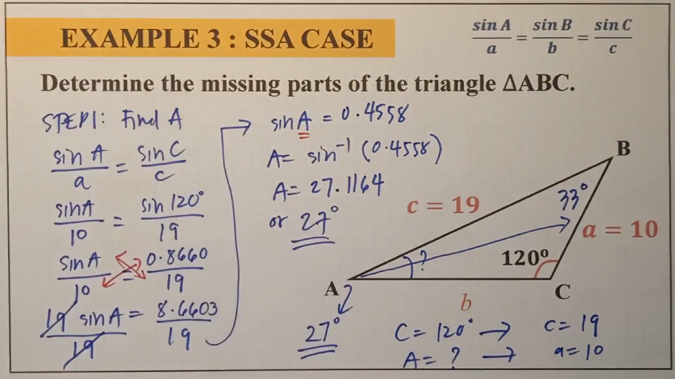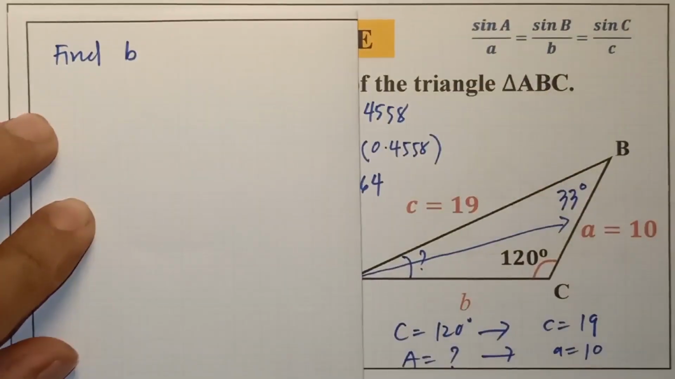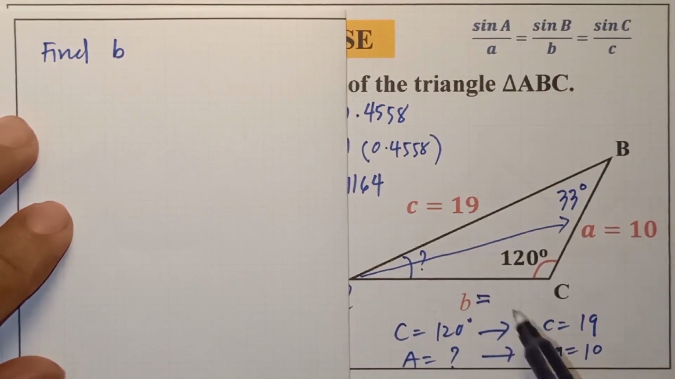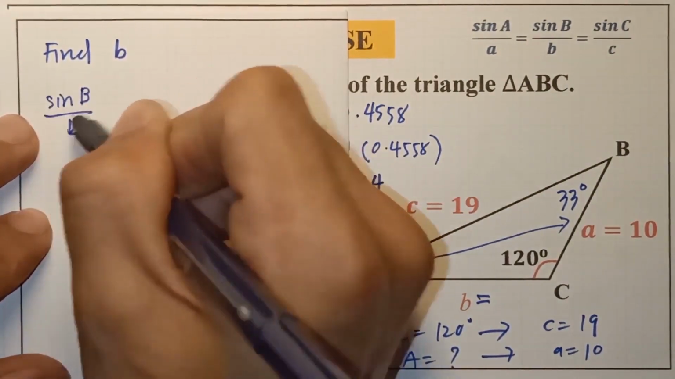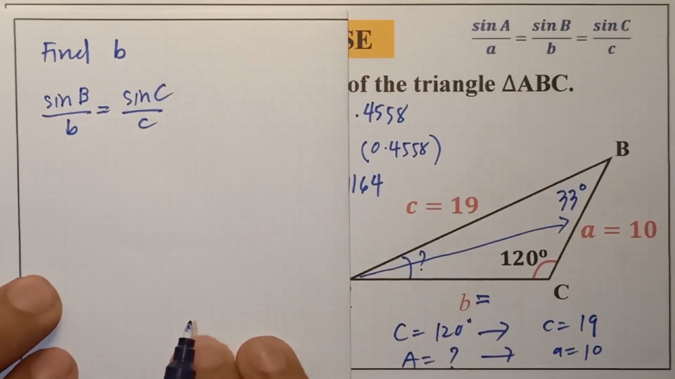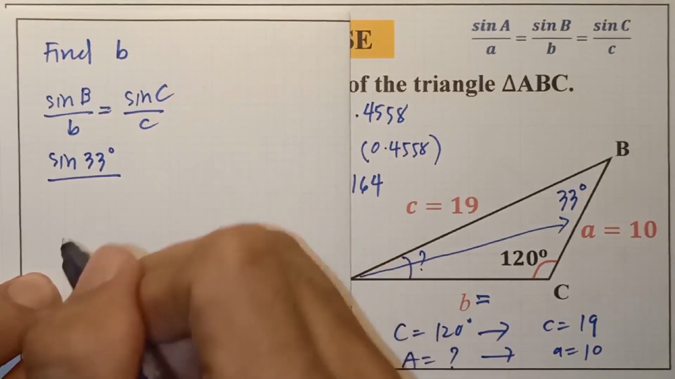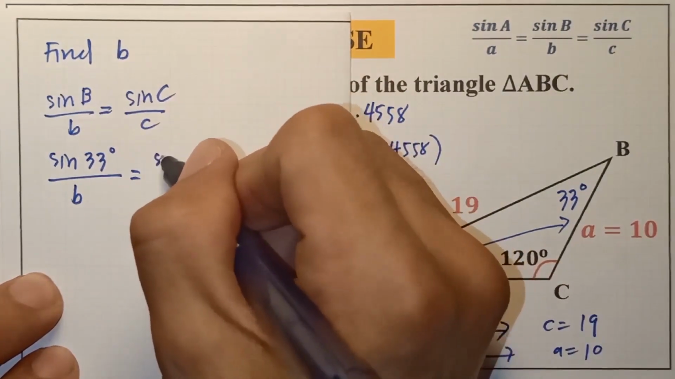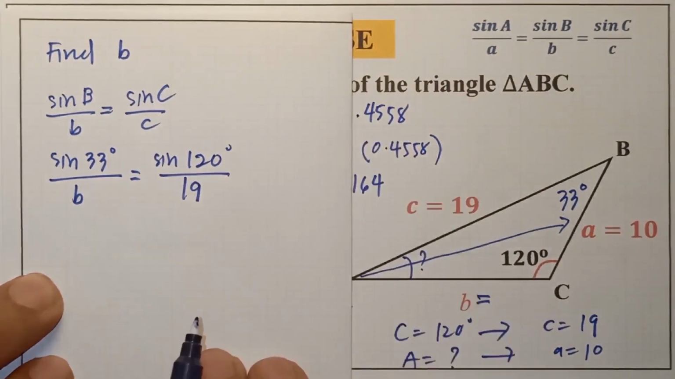So the next step now is we need to find small letter b. Since angle B is given and its opposite side is missing, we can use sine B over b is equal to sine C over c. Sine B here is sine 33 degrees over b, which is missing, is equal to sine C, here is 120, sine 120 degrees over c, which is 19.